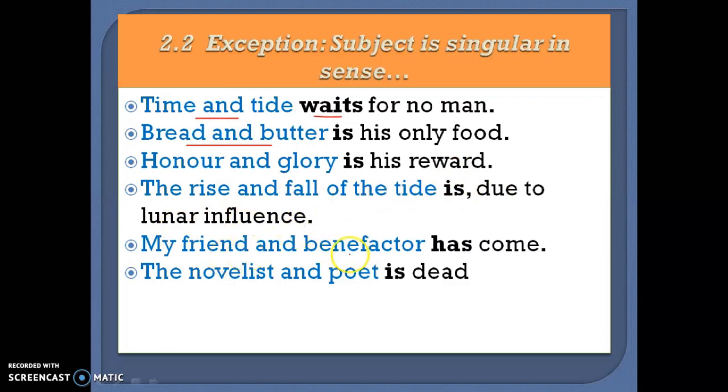My friend and benefactor has come. Now this is the quality of my friend, because I am talking about my friend who is also a benefactor. We are not talking about two persons. Here, my friend who is also a benefactor has come. The novelist and poet is dead. Now, the novelist who is also a poet, we are talking about a singular subject. That's why our verb is.